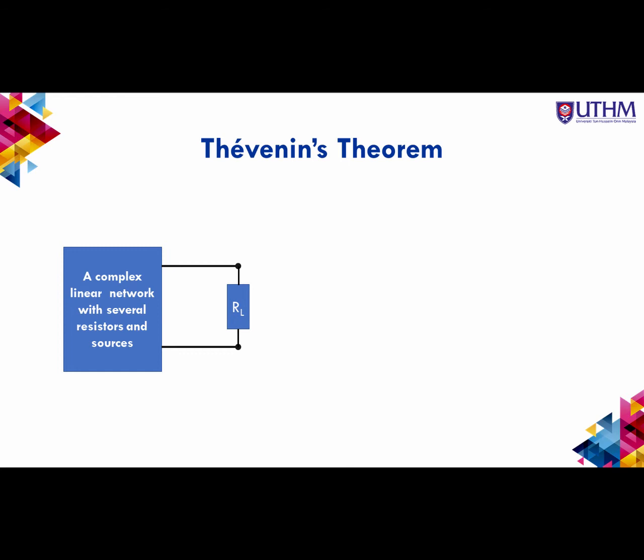Imagine we have a complex circuit that requires simplifications, and Thevenin theorems will help us to simplify a complex linear circuit and convert it into an ideal voltage source and resistor. These new calculated components are called Thevenin voltage and Thevenin resistance.